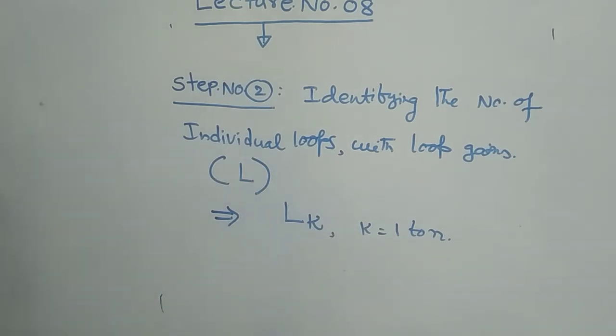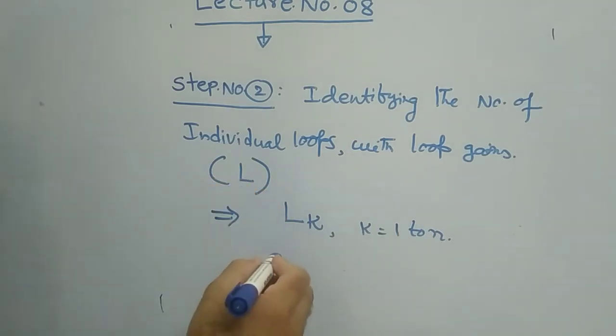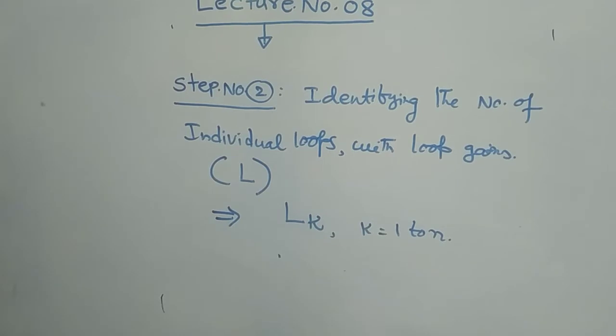What do we mean by a loop? A loop is a path that should start from a node and reach the same node. Say for example, here is a node, here is a node, here is a node. For your understanding, this is R of s, this is C of s. This is the first node, this is the second node, this is the third node.